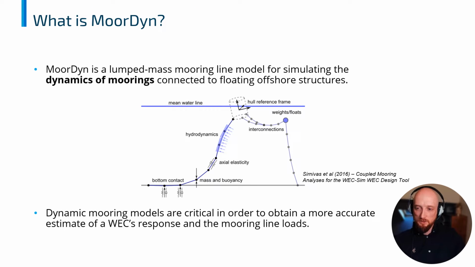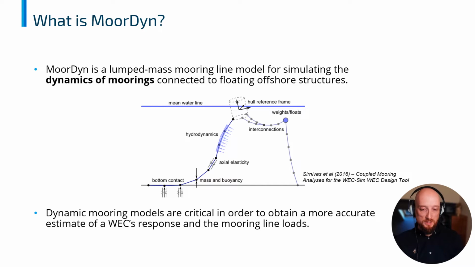Okay, so first of all, MoorDyn is a lumped mass mooring line model for simulating the dynamics of mooring systems. And it can be used with a wide range of floating offshore structures. We're most interested in using it with wave energy converters, but it's also used a lot with floating offshore wind turbines. And in WEC-Sim, if we just want a simple mooring model, we can use a spring damper that's just going to provide some kind of restoring force, but that's very simplistic.